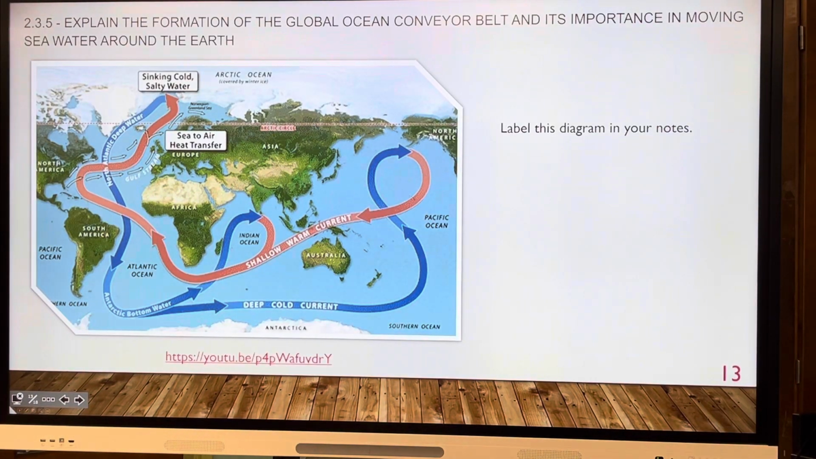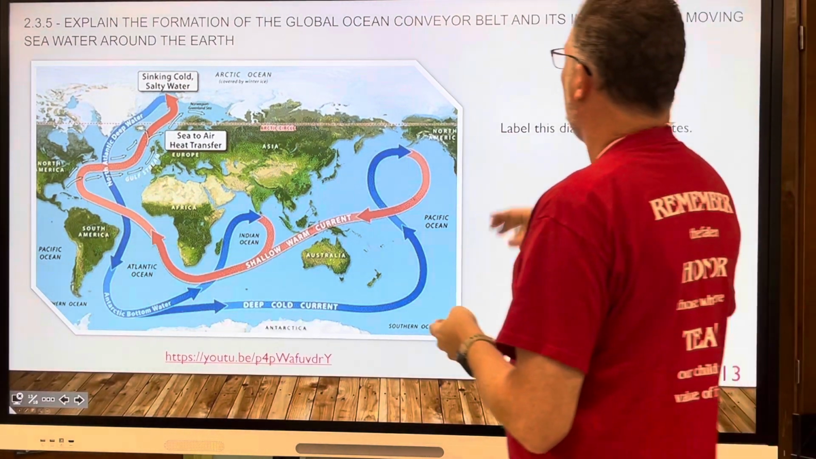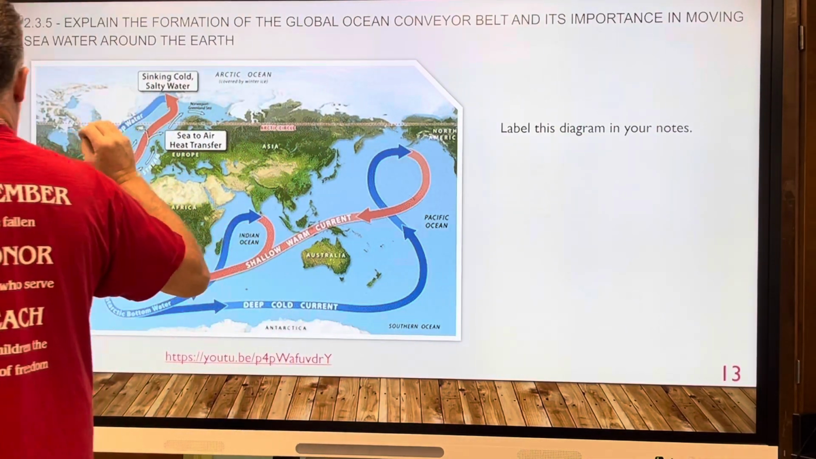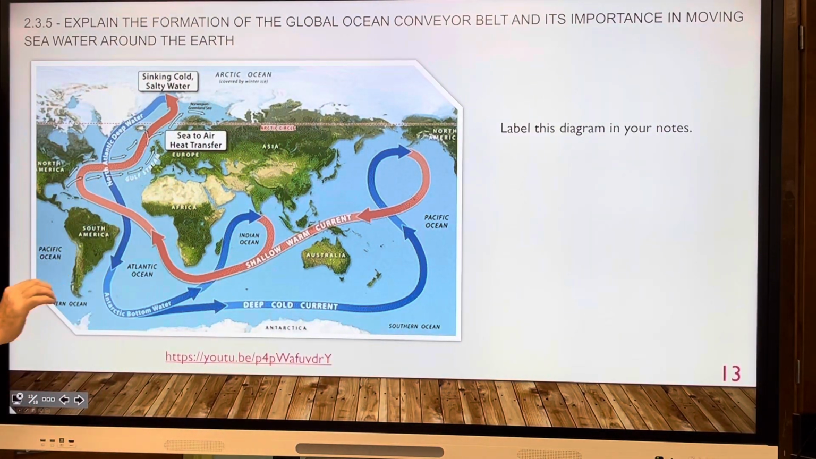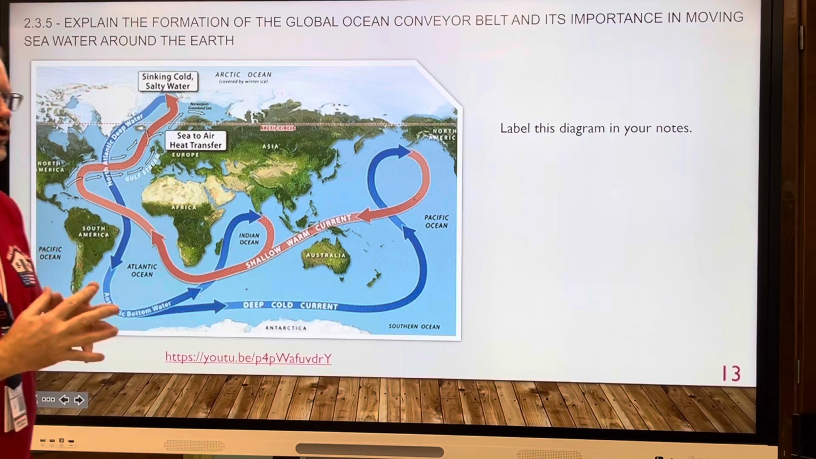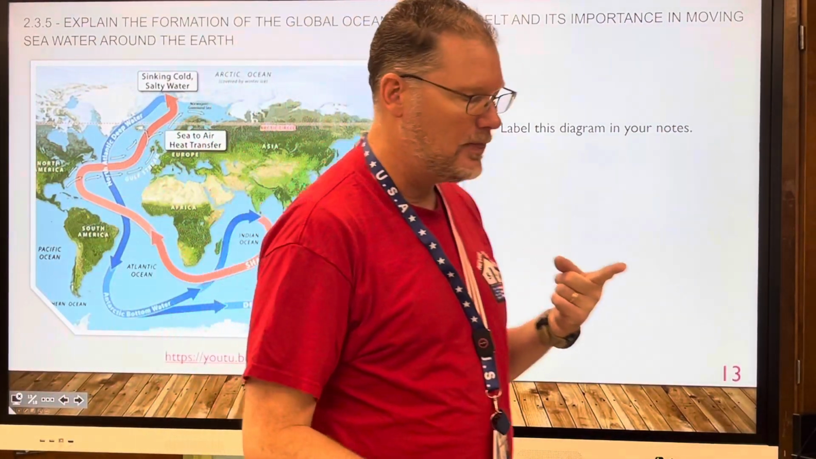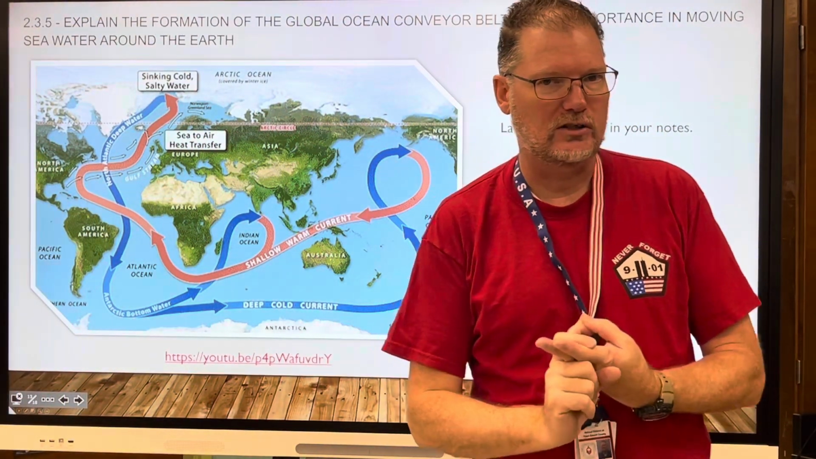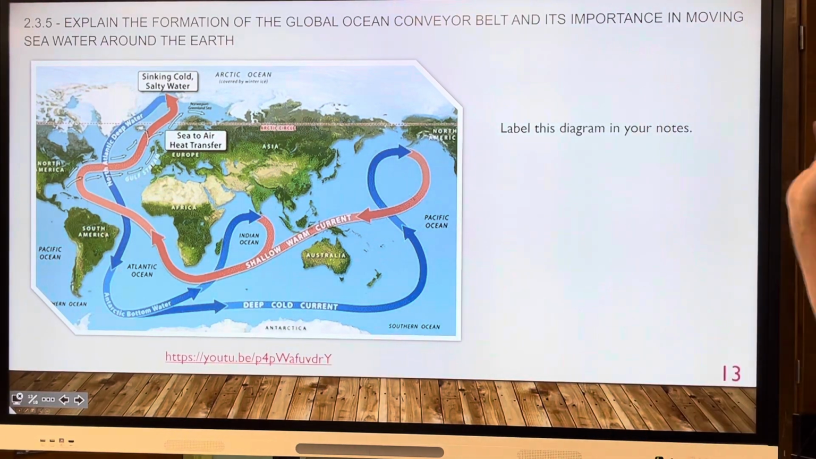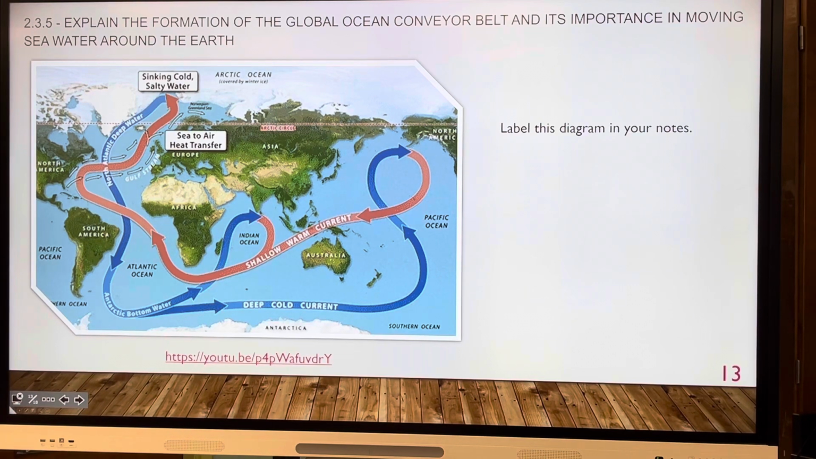All right. So the formation of the global ocean conveyor belt. This is important. You have to label this diagram in your notes. It moves seawater around the Earth. And these are different than the surface currents that I just showed you. Different than the Gulf Stream, different than the East Australian current, and any other currents that you are familiar with or saw on that previous map. So, and this is a problem, because this moves heat around the planet.